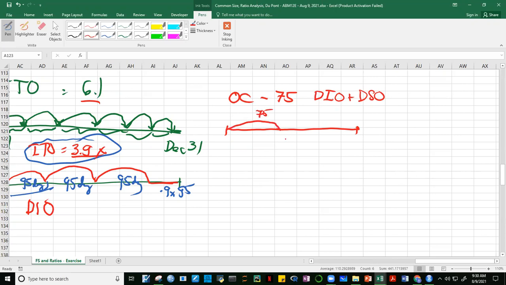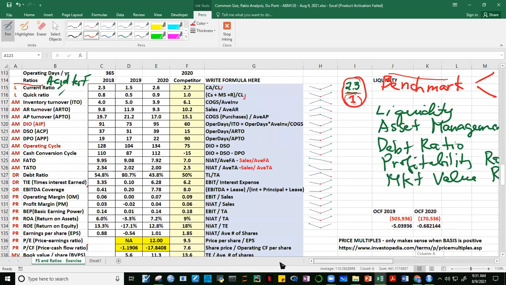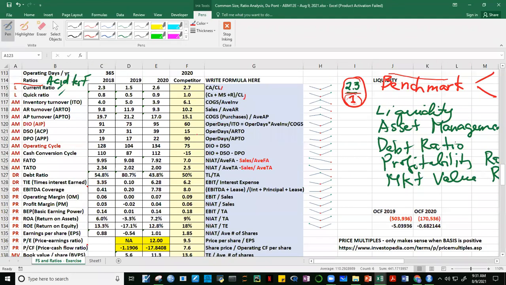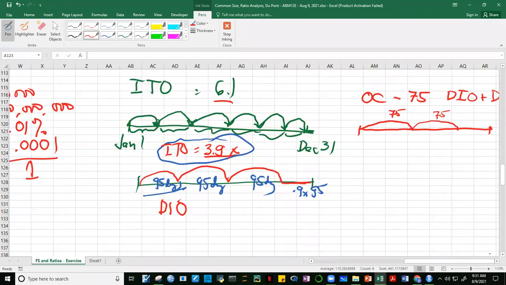Then buy raw materials, convert into finished product, sell the goods, and then another 75 days. So all in all, how many times a year? It will be the sum of your ITO and your ARTO. That's around 16.3 times a year. Wait, no, sorry, that's wrong. 75.